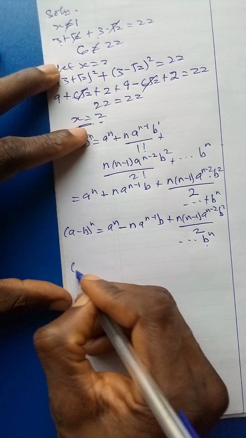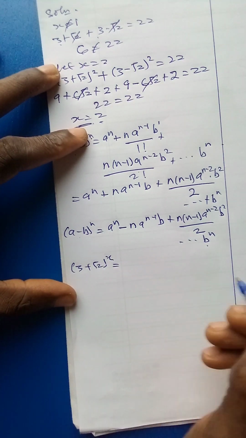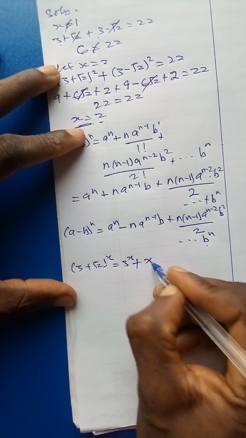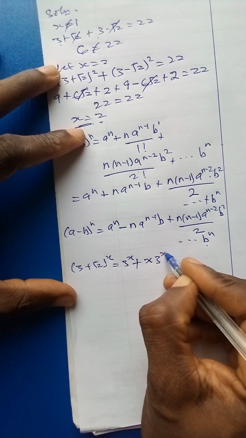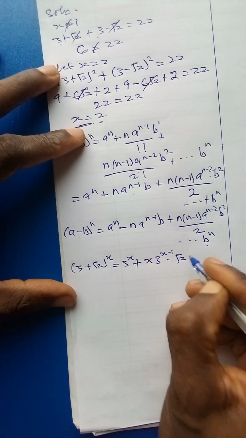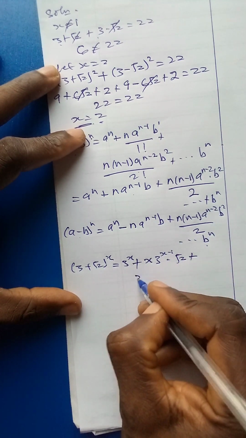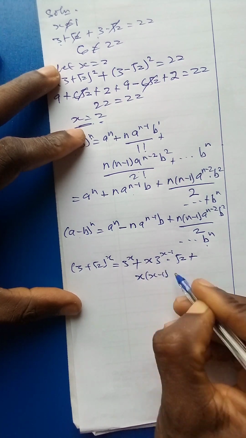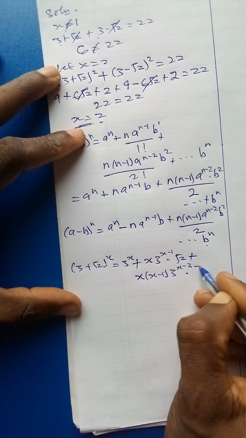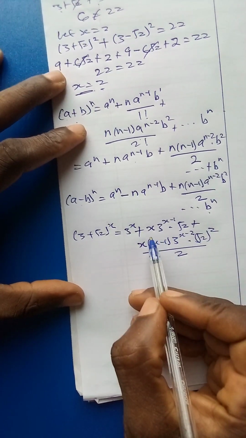The first one is (3 + √2)^x. It will expand into 3^x plus x times 3^(x−1) times root 2, and then plus the third term, which now becomes x times (x − 1) times 3^(x−2) times (root 2)^2 all over 2. That's for the first bracket.